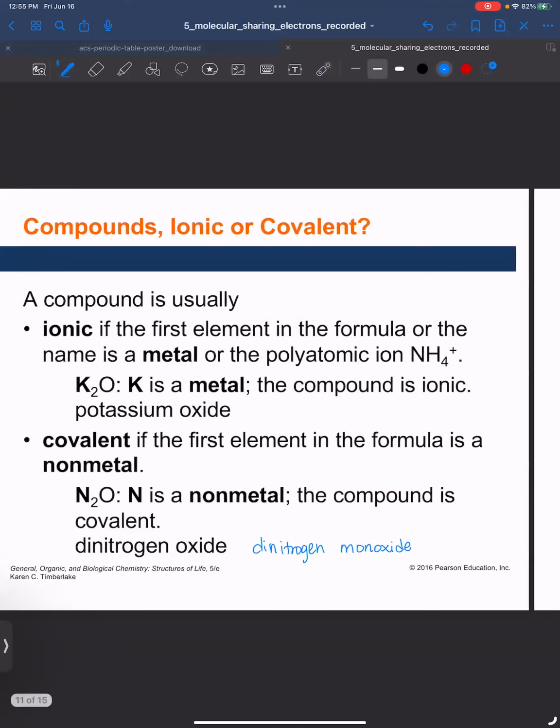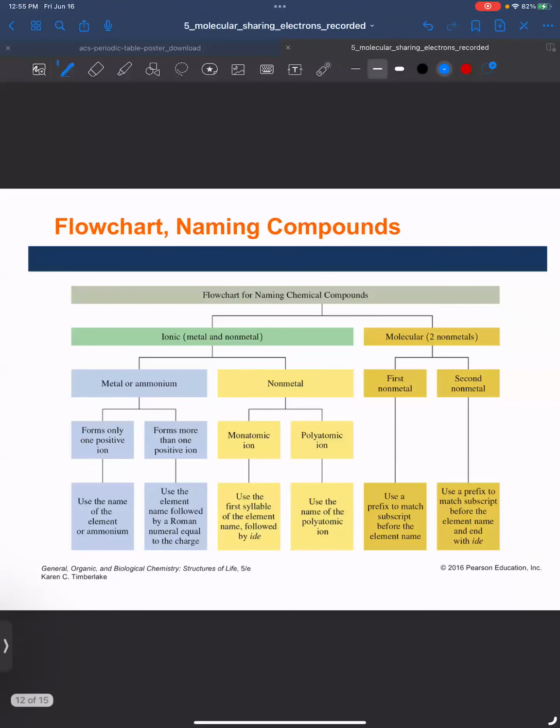Here's the flow chart we saw in the previous video. We walked through the naming for ionic, and now you have the second portion of this flow chart for molecular compounds, covalent compounds that contain two nonmetals. For that first nonmetal, we use the prefix to match the subscript before the element's name, but we can ignore mono for the first one. For the second nonmetal, we use the prefix to match the subscript before the element name and end with IDE.